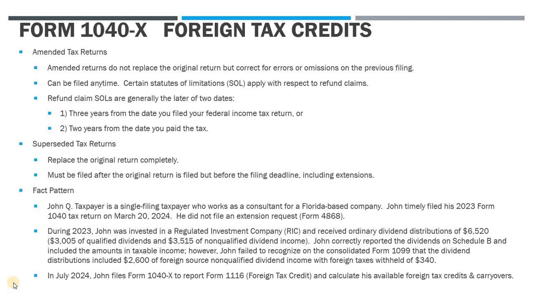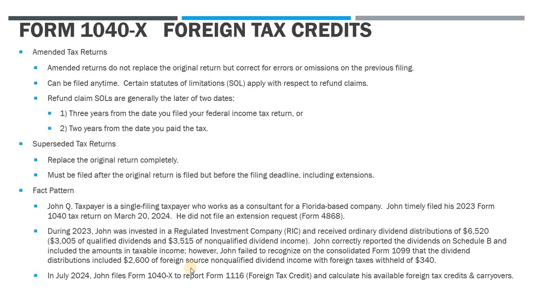So we have John Q. Taxpayer here, a single filing taxpayer, and he timely filed his 2023 Form 1040 in March 2024. Now, he did not file any extension requests for that year. During 2023, he was invested in a regulated investment company, or RIC for short, and he received ordinary dividend distributions of $6,520, and that number comprised $3,005 of qualified dividend income and then $3,515 of non-qualified. Now, John correctly reported these dividends on Schedule B of his return.